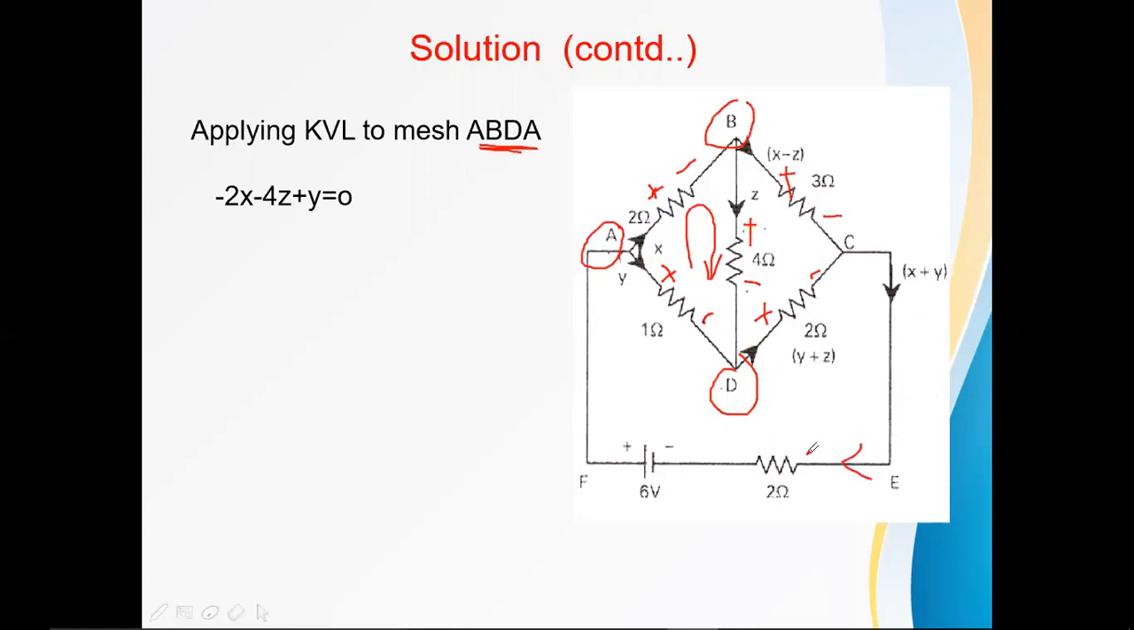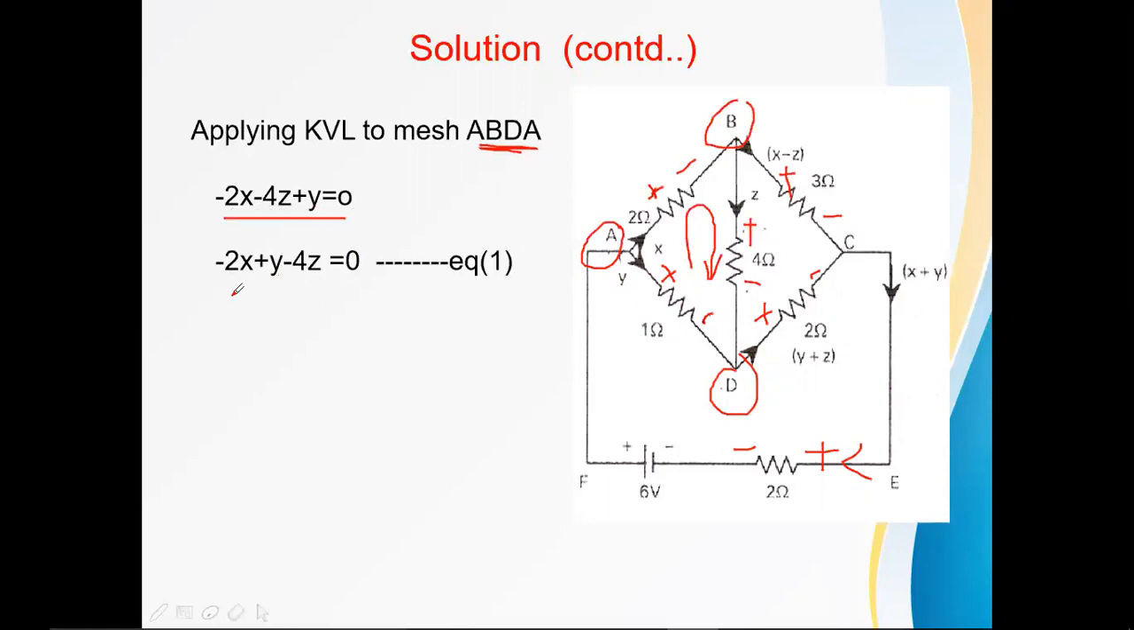Since this is the current direction, this is plus and this is minus. From here, the leaving sign is negative, and the voltage drop is 2 times the current of this branch, which is X. It will be minus 2X. The leaving sign here is negative, and the current of this branch is Z, so 4Z. For this branch, the leaving sign is positive, and my resistance is 1, with current Y, so Y into 1 is Y. This is the equation of loop 1.